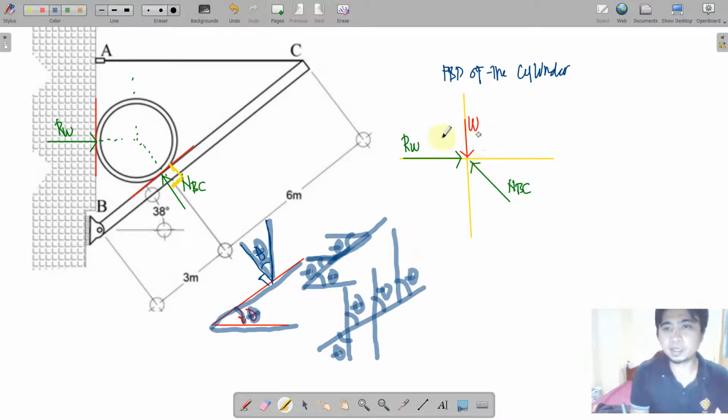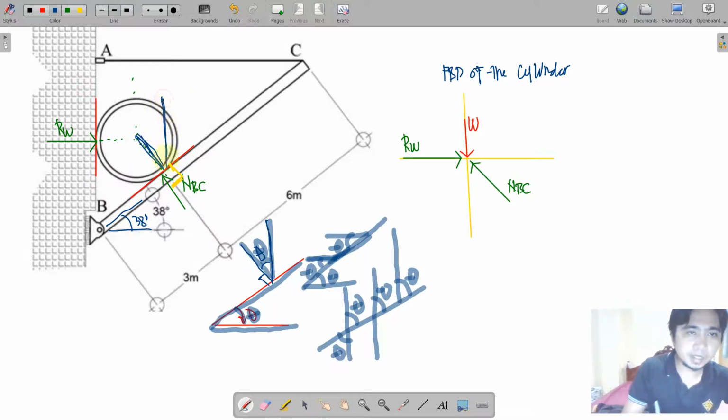Applying it to this joint, NBC, or normal at BC, is, remember, perpendicular to this one. What would be the pair of normal BC in order to have an angle of 38 degrees? Of course, the vertical one, right? As I have said, inclined, horizontal, this is 38 degrees. And then perpendicular plus vertical, this is also 38 degrees. So I hope that is clear.